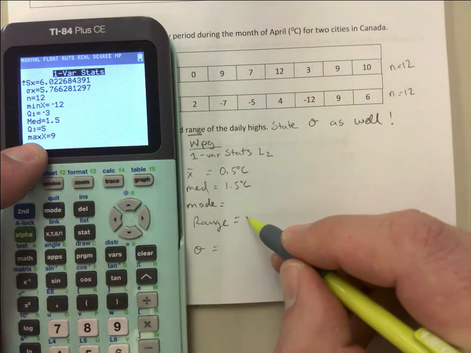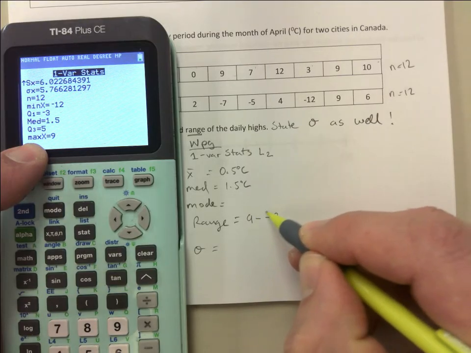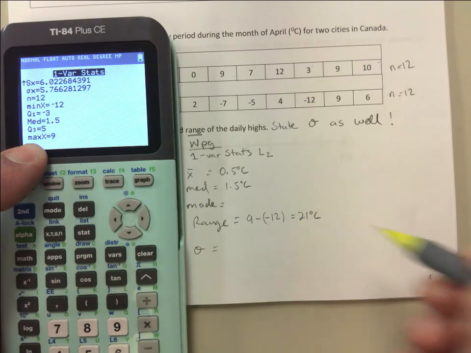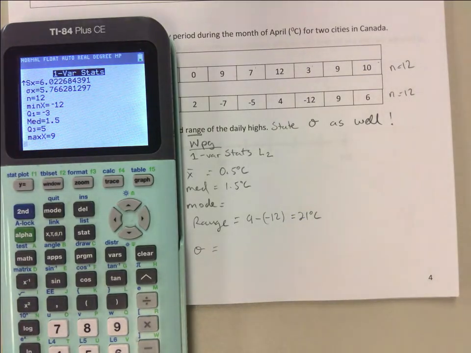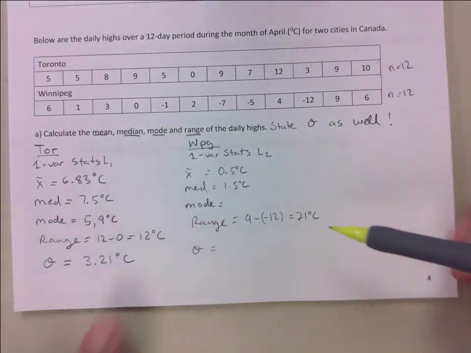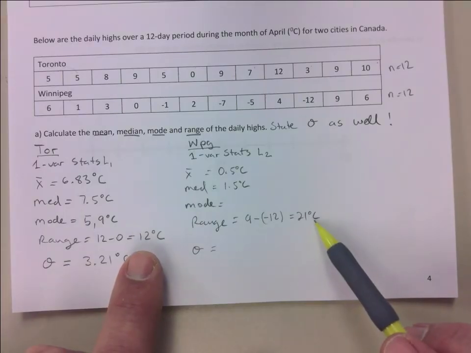Range. Watch out with range. It's max minus min. So this ends up being 21 degrees Celsius. There's a much bigger spread. Okay guys, this is where I want you to pay attention. Without me even calculating the standard deviation, which one is more spread out?